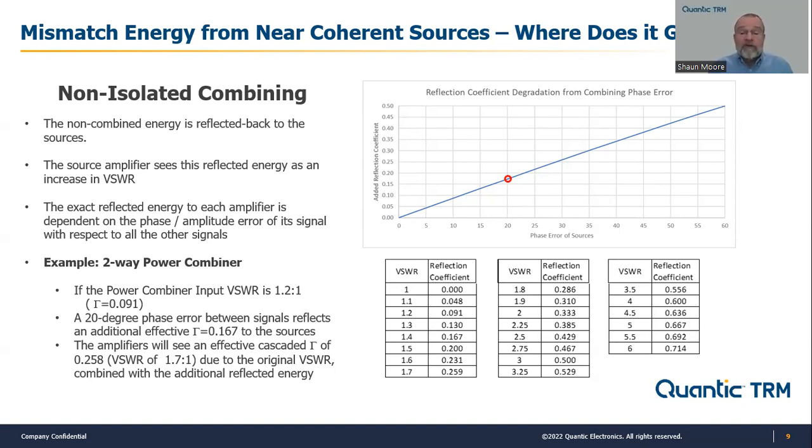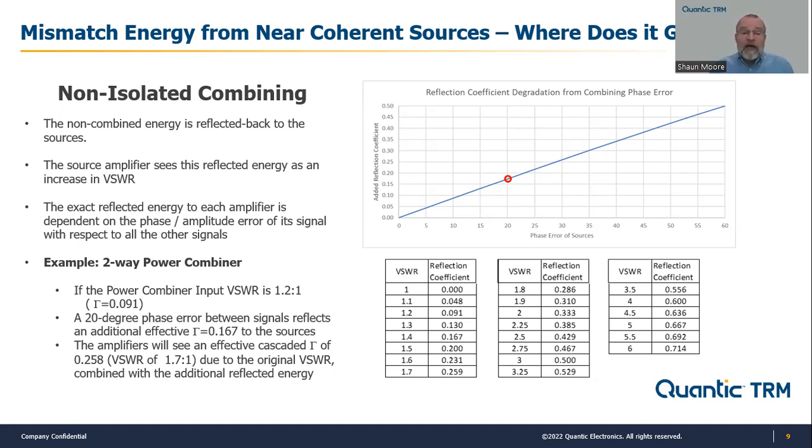Now remember, the definition of VSWR is it is a power ratio of reflected energy over the incident energy. So if we think about the non-combined energy as being additionally reflected energy, it becomes a simple matter then of going back and determining what the impact is to the reflection coefficient, and then therefore you can recalculate the VSWR.